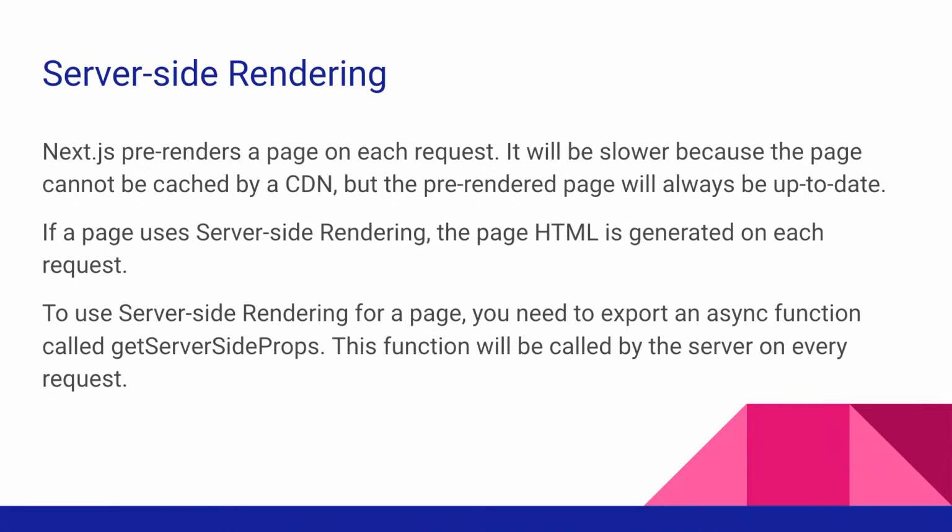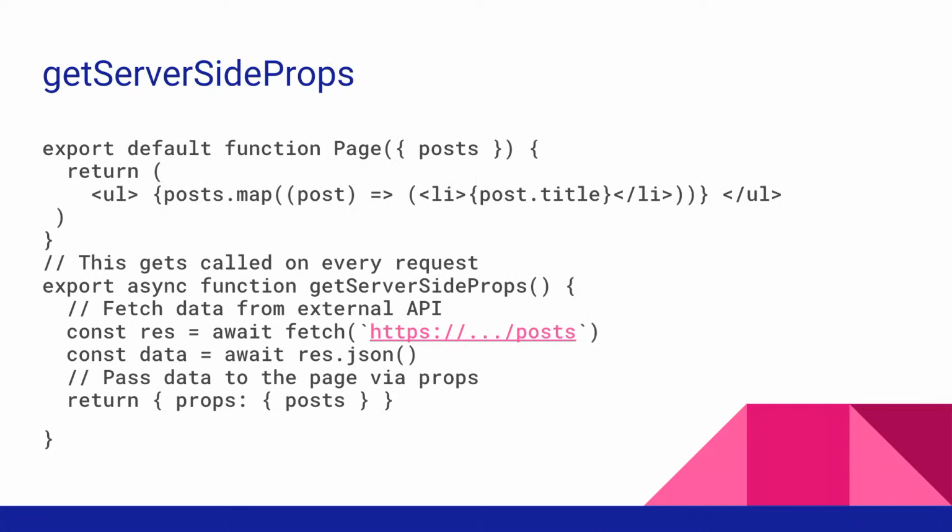Server-side rendering is when you want to have new available data for the page. So, for example, it does a request on each page load, and cannot be cached, and of course has a huge impact on performance. And in this case, we use this function, getServerSideProps, which is similar to getStaticProps, but this will be run on each page request.